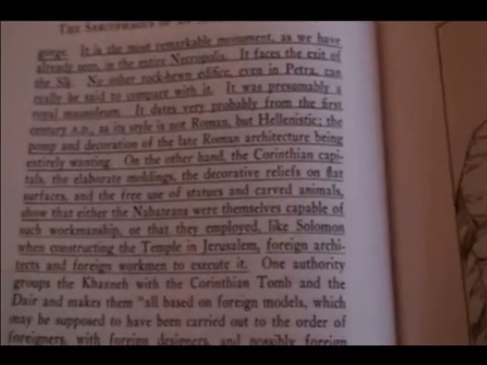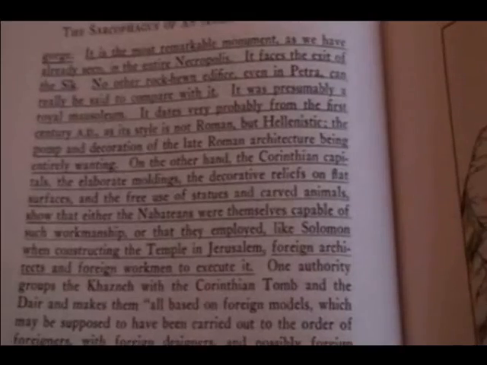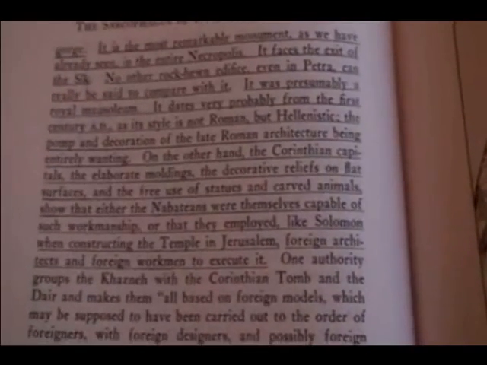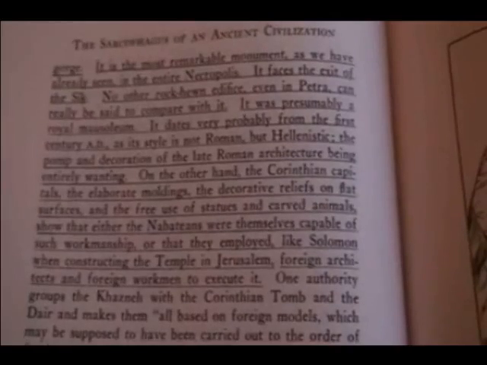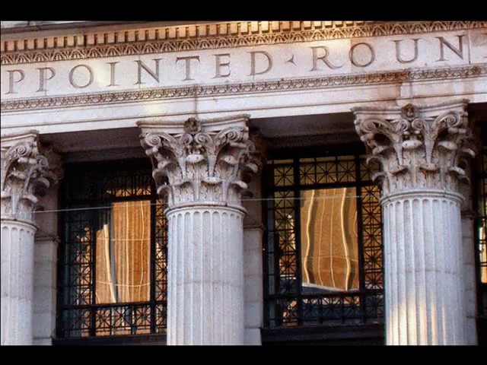All right, so it says, on the other hand, the Corinthian capitals. A capital is something at the top of a column. Those are the things in the Greco-Roman style of architecture that you see in these court buildings and state buildings and the old Greek temples and Roman temples. Those are capitals. It's at the top of a column.